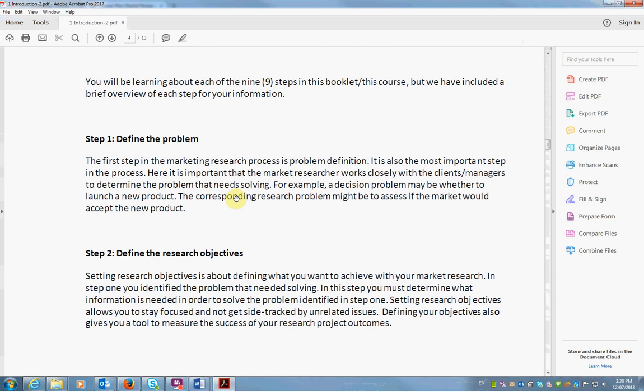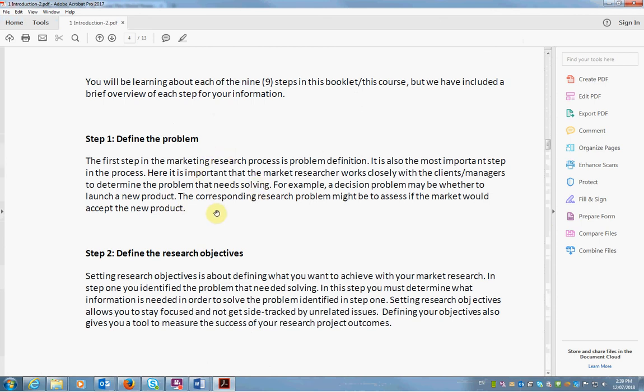Now, first of all, you need to have some sort of problem or issue that you would like to solve. Otherwise, you don't conduct market research. Maybe sales has been falling over the last few years, or maybe a manager in a business simply doesn't understand very much about their customers. They don't know if customers are really happy with the business offerings.